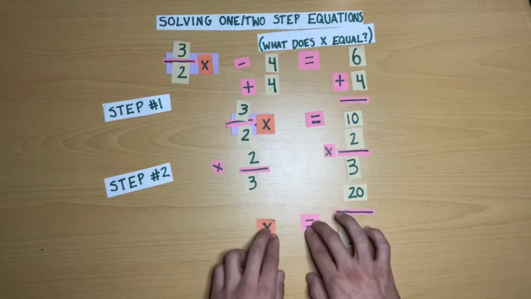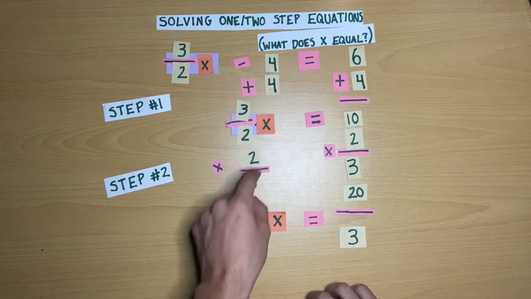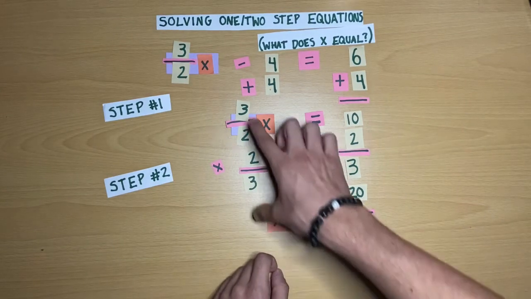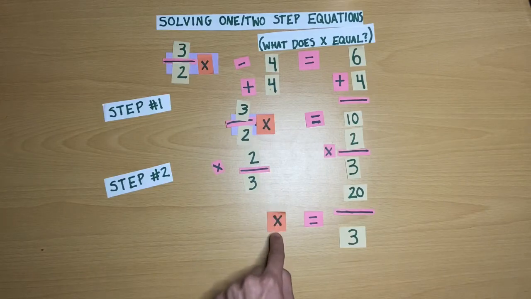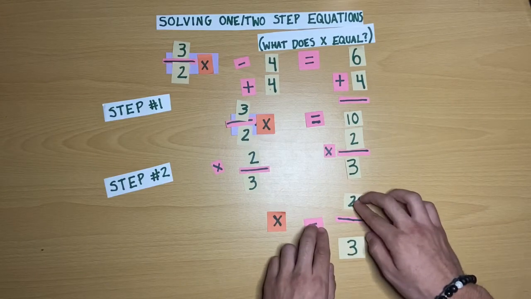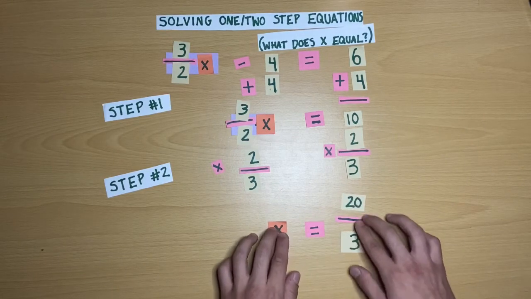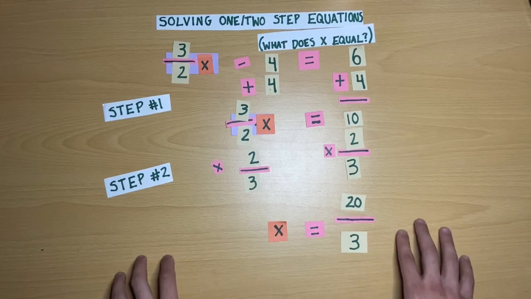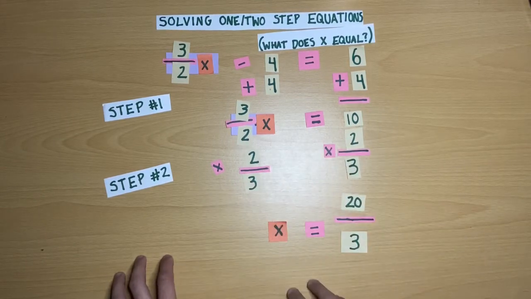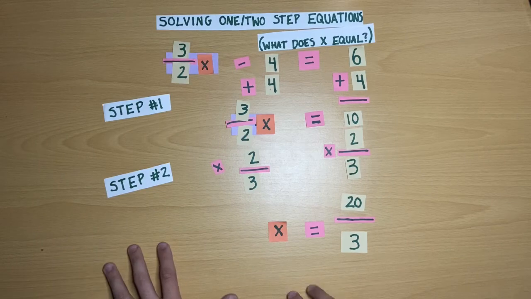So at the end, you're left over with x, because these canceled. So you bring down that x. You get x equals 20 over 3. And that's the exact same thing we got by doing the other method, just with one step less.